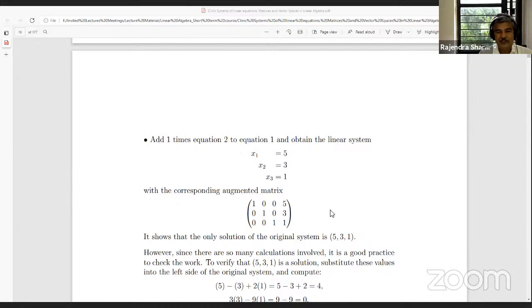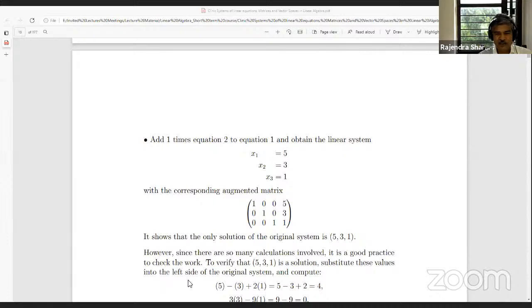And the solution of this system, and therefore of the original system, because all these systems that we have come across in this process were all equivalent, and so they have the same solutions. Right? So the original solution is 5, 3, 1. So x1 is 5, x2 is 3, x3 is 1.